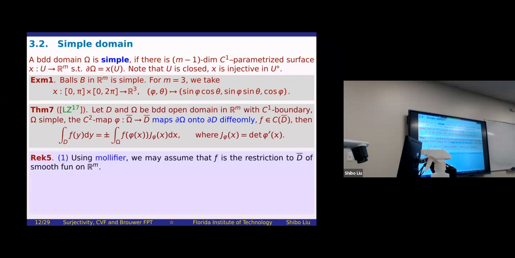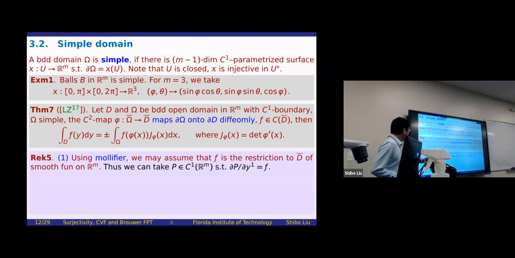So, some remarks. Here our integrand, the function f, is continuous, but using some mollifier, we might assume that f is the restriction to the closure of D of some smooth function in the whole space R^n. This can be assumed. We can pick a C^1 function whose partial derivative with respect to the first variable is our integrand f.